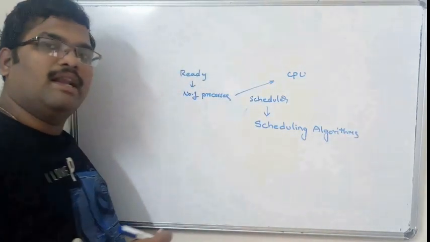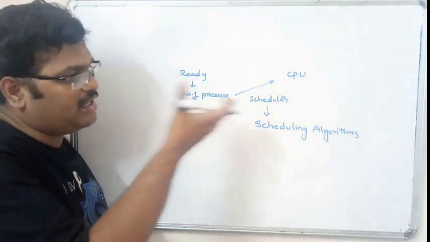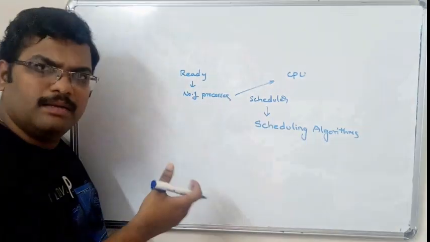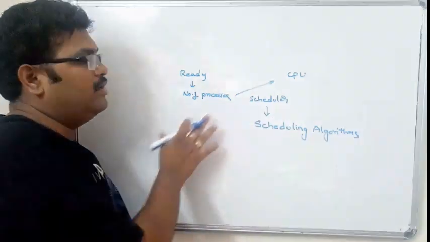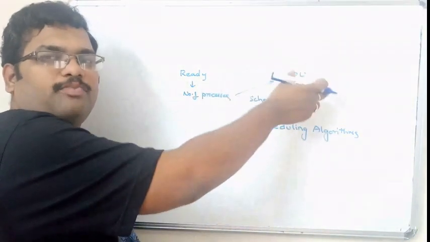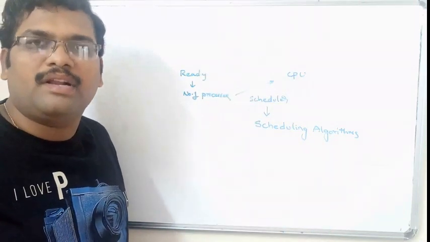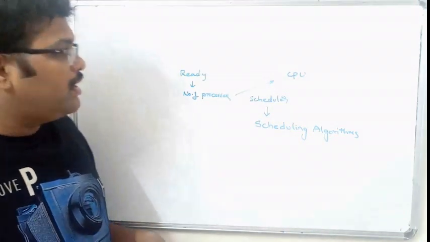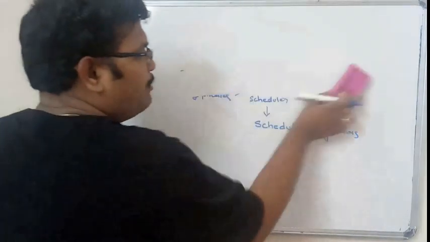So based upon these scheduling algorithms, we have to select one among the different scheduling algorithms. Based upon the scheduling algorithm, the scheduler will schedule the process to the CPU, that means allocates this process to the processor for its execution. Right? Now let us see the scheduling algorithms one by one.